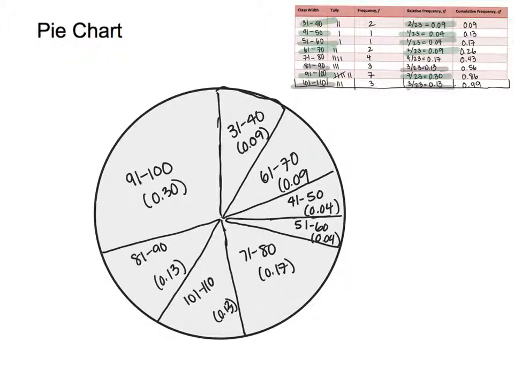Now, obviously, it's not perfect, but it does do a good portion of the sizing here. You can obviously see that these two sizes are almost closely alike, and so are these two. This size is bigger than this size. Yeah, so I hope that helps with creating your pie chart.